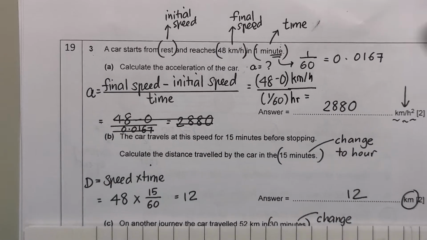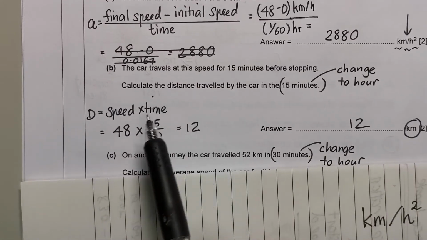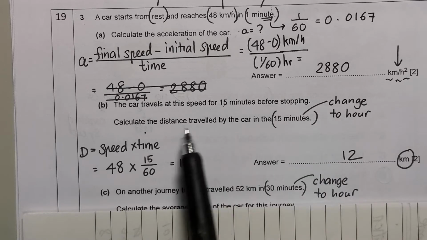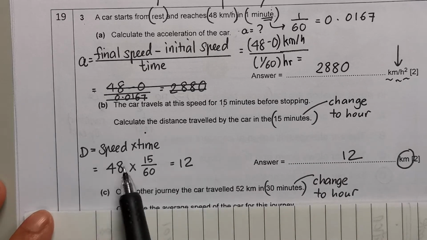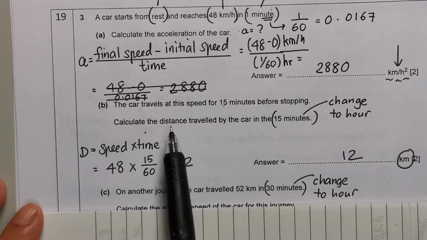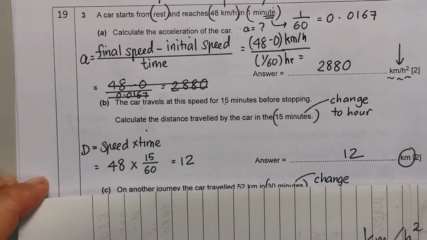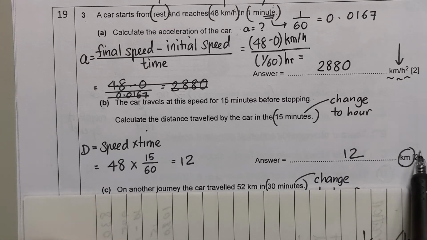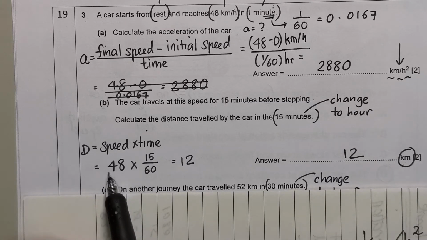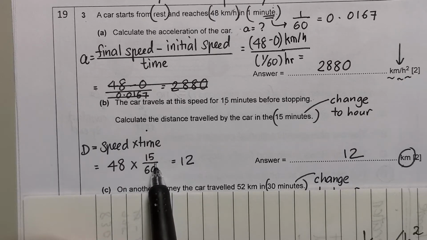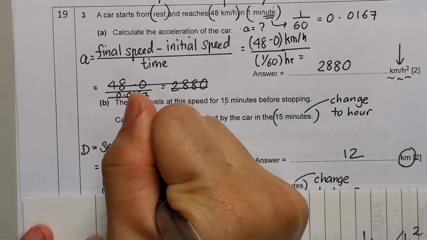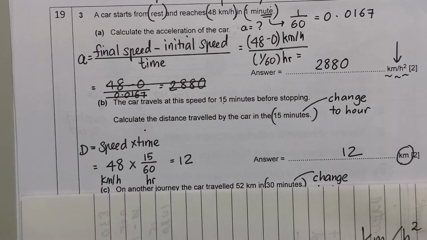For B, the car travels for 15 minutes before stopping. What is the distance traveled by the car? Again, distance is speed times time. The answer needs to be in kilometers, which means the speed must be in kilometers per hour and the time must be in hours. So this one is in kilometers per hour, and this one is in hours.